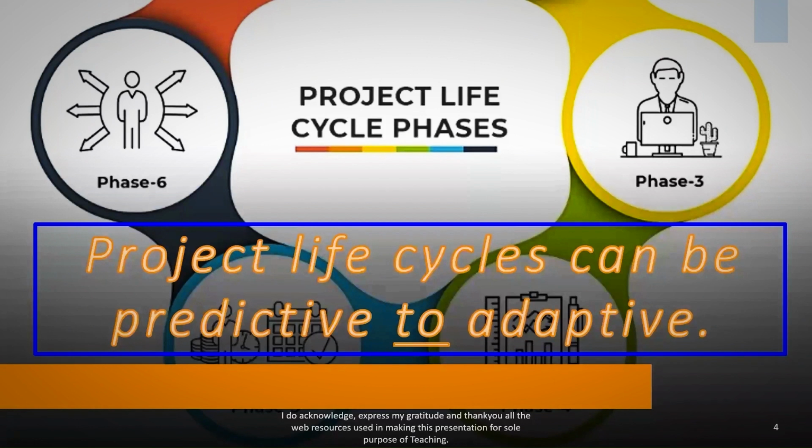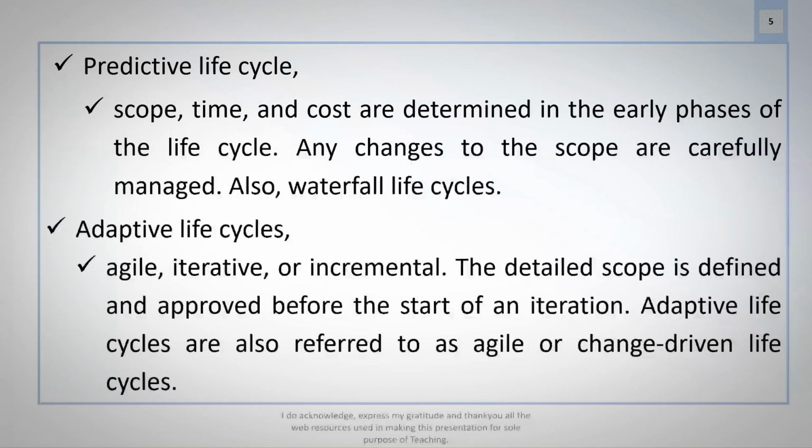Now we'll try to understand a little more about each marker we saw in our previous slide. So the first thing was project life cycle. Project life cycle can be predictive or adaptive. So the project life cycles are generally broadly two types. Our third type is a hybrid of these two. One is predictive type life cycle and second is adaptive type life cycle.